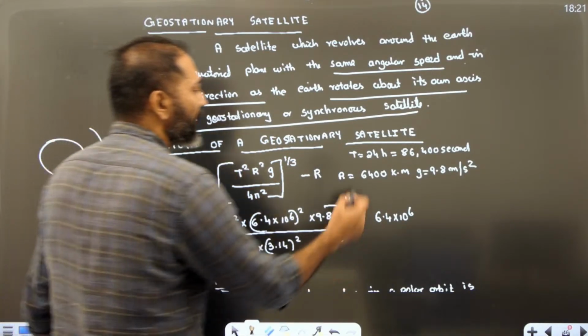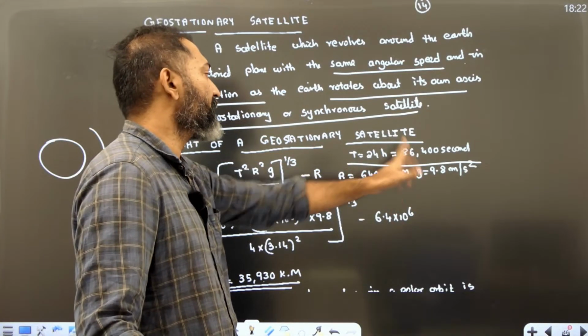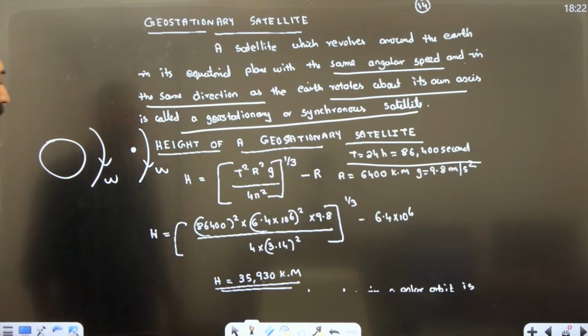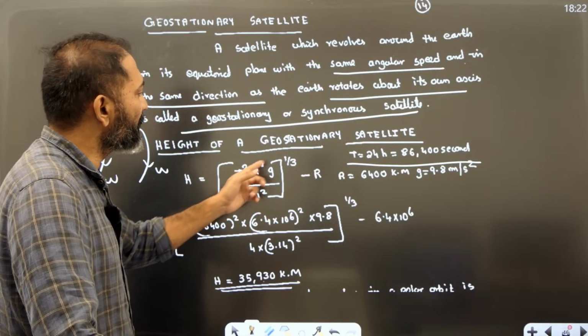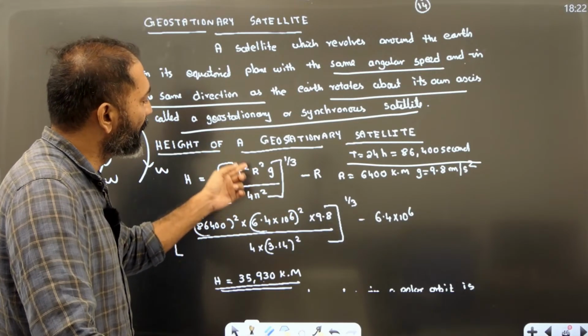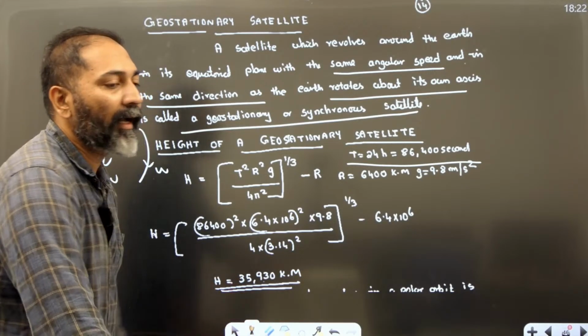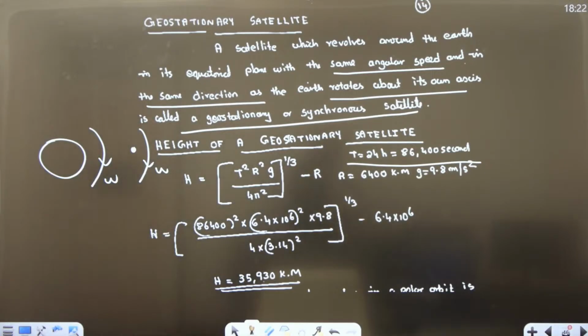So what is the height of a geostationary satellite? What will be the time period? It will be the same as that of Earth, which is 24 hours, or 86,400 seconds. Radius of the Earth is 6,400 kilometer, gravity is 9.8. If you substitute the time period 86,400, radius 6.4 times 10 to the power 6 meter, and gravity 9.8, you will get the height of the geostationary satellite as 35,930 kilometer from the Earth.